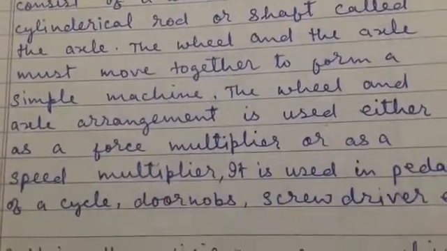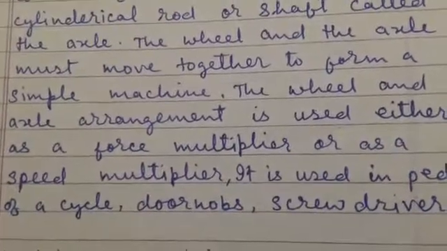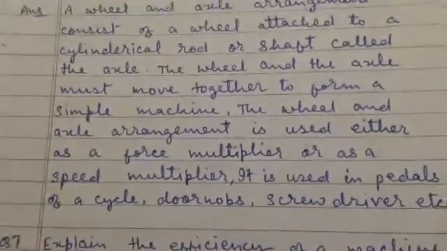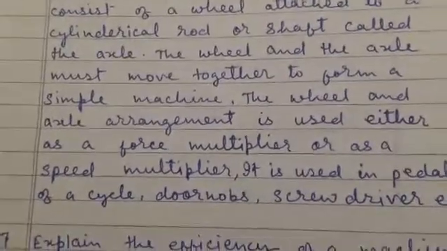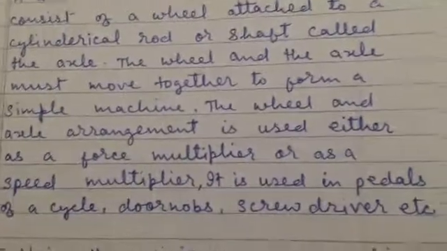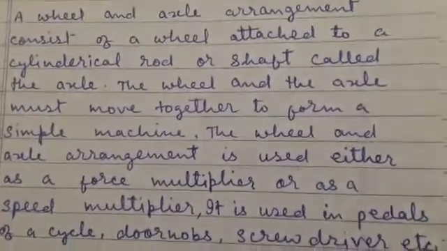The wheel and axle arrangement is used either as a force multiplier or as a speed multiplier. It is used in pedals of a cycle, doorknobs, screwdriver, etc.